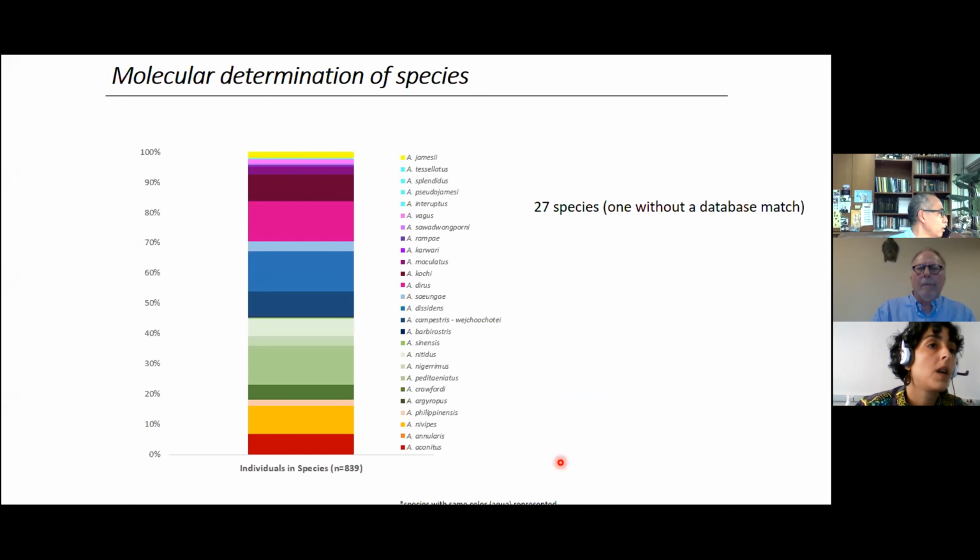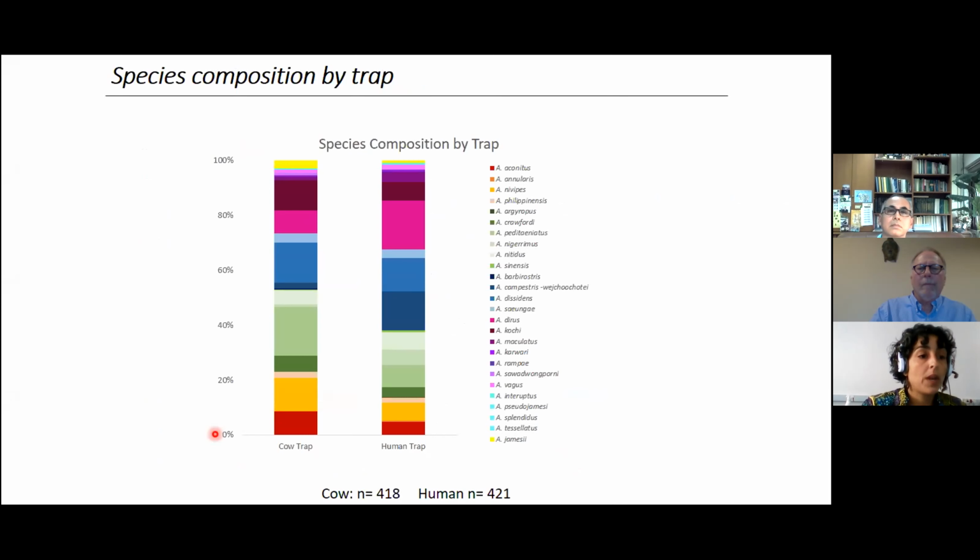We used a random subset of these samples for which we did the molecular determination of the species. We found 20 different species, with one of them having no correspondence, we couldn't blast, so we couldn't type. And you have their proportion here represented overall in this random subset. You can compare these species in the cow trap and the human trap, and you can see that you have almost all species represented in both kinds of traps, with a few exceptions of these samples, which are in aqua blue, where we just had one mosquito in these samples, and they are just found in one of the 2 traps.